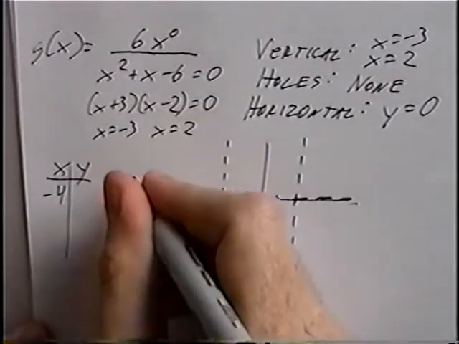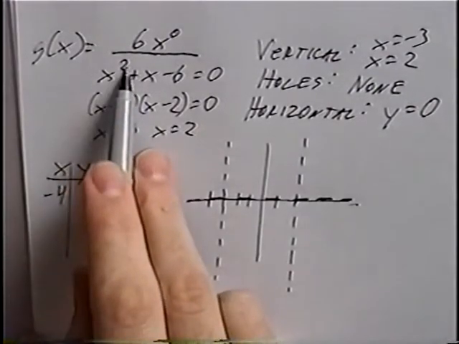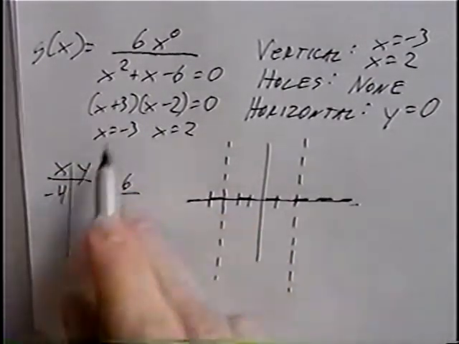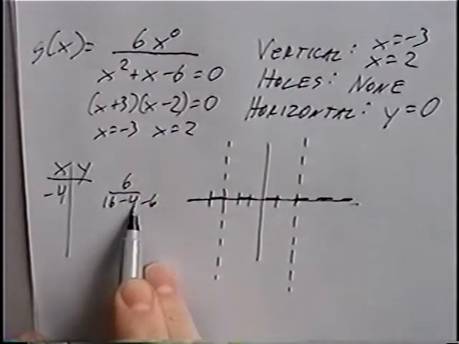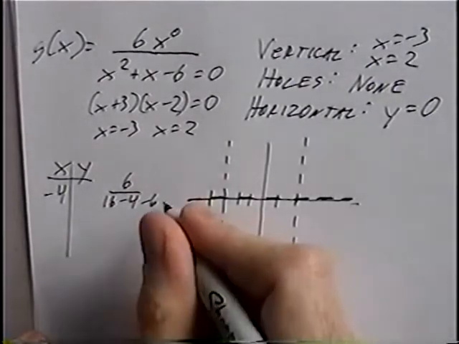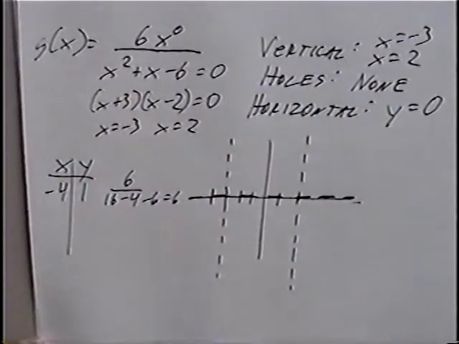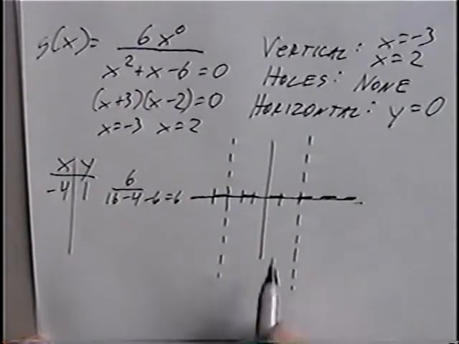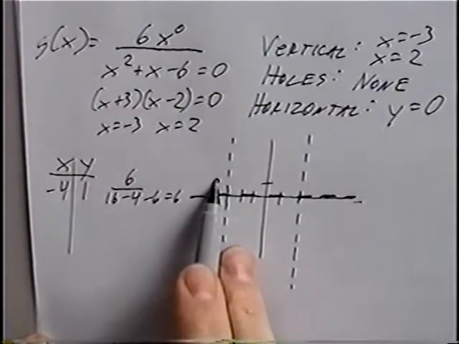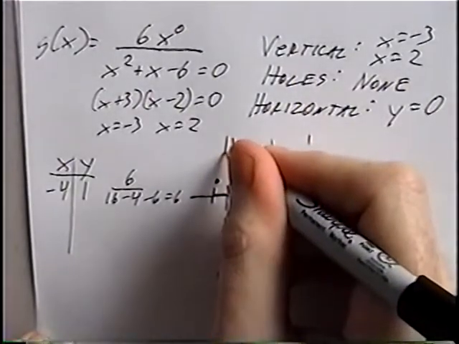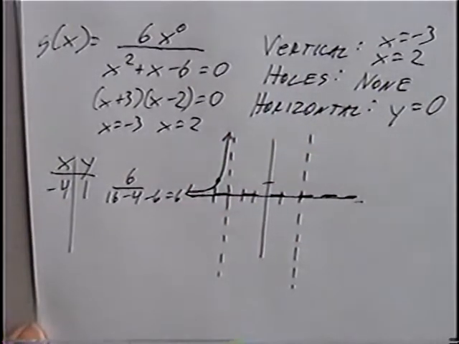Going back to the original question, you have 6 on top. If you plug a negative 4 in, negative 4 squared would be 16, plus x, which would be minus 4, and minus 6. 16 minus 4 would be 12, 12 minus 6 would be 6, and 6 over 6 would be 1. Graphing that point, negative 4, positive 1, tells you again the graph is on top of this first section. Curve the graph by the asymptotes, and it goes parallel by the horizontal and vertical asymptotes.